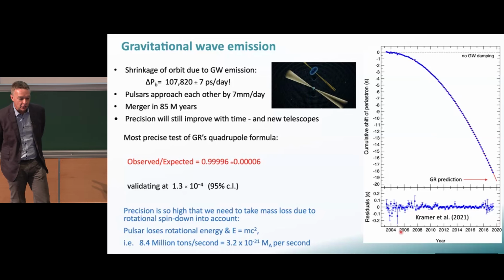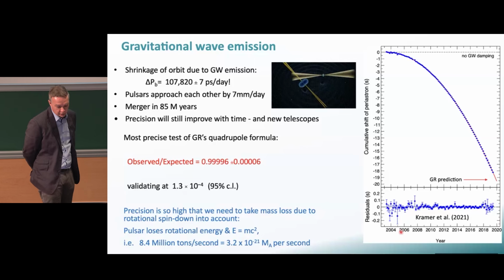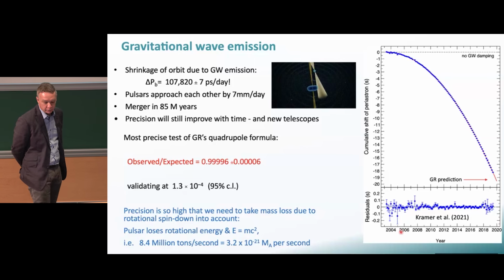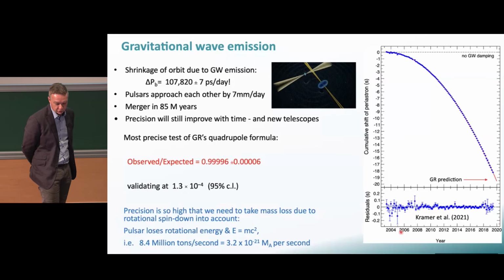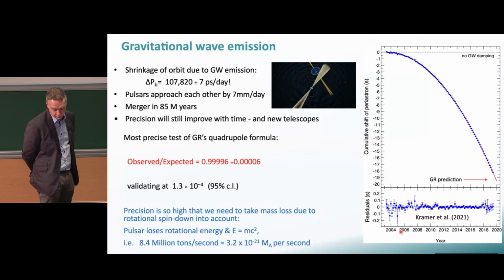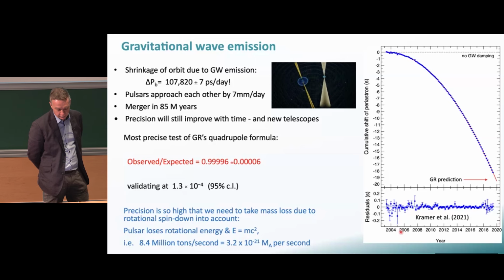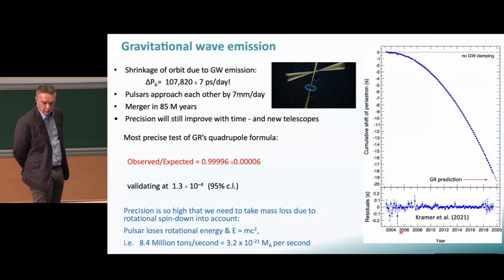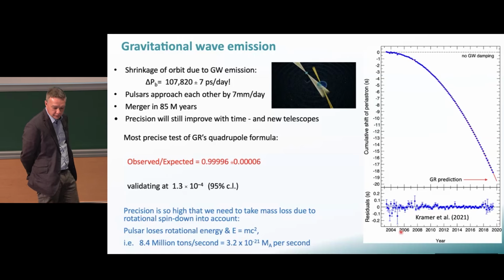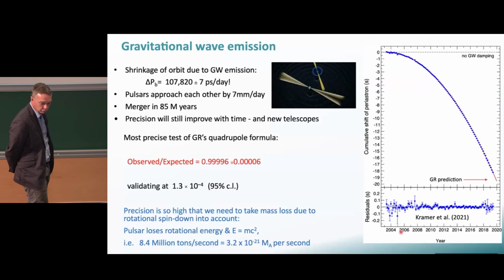That is not much. However, in 85 million years, the two neutron stars will collide and will probably produce a large amount of gravitational wave emission, probably a black hole, and that kind of emission would have been detectable then by LIGO. Particularly, it's very close by. Tibor already pointed out that this is the most precise confirmation of the GR quadrupole formula.